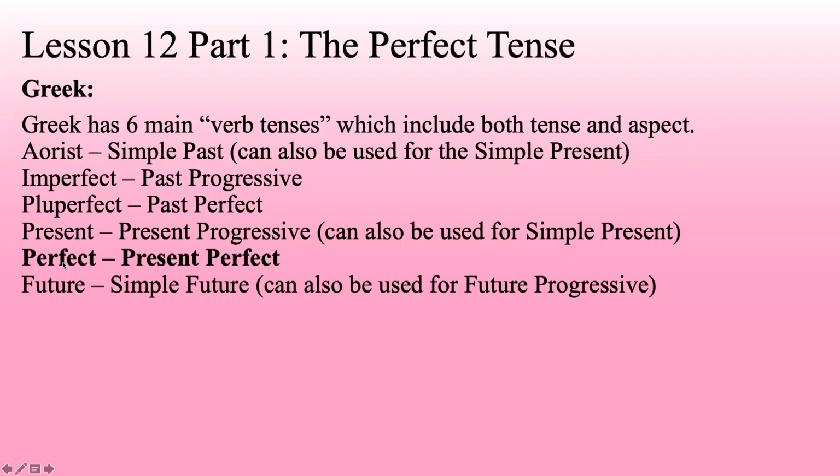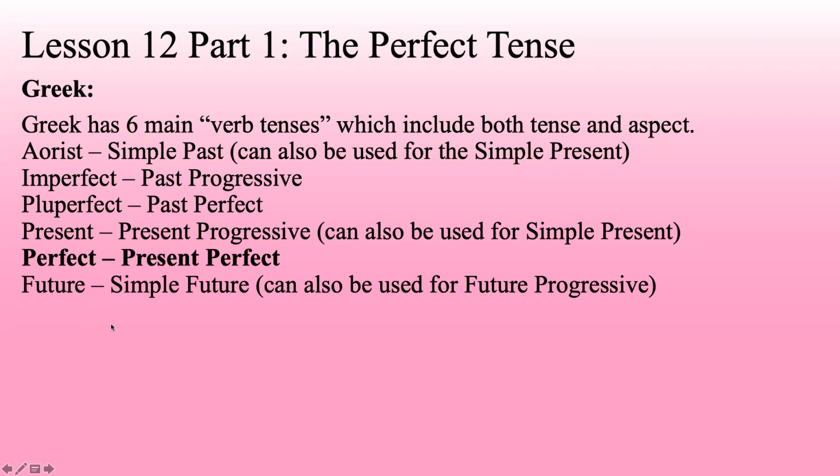Perfect in Greek is going to be a present perfect. We differentiate between present and past perfect by calling them perfect and pluperfect. We don't say present perfect in Greek. Future is the simple future. And you'll notice there's no future perfect listed here.